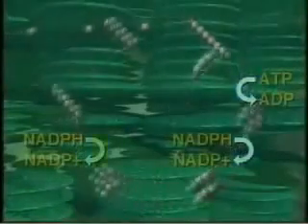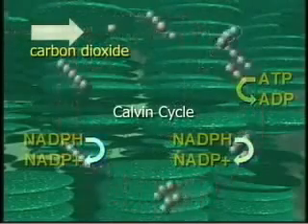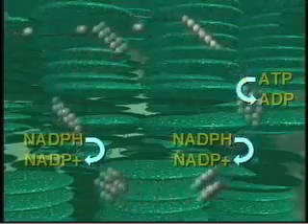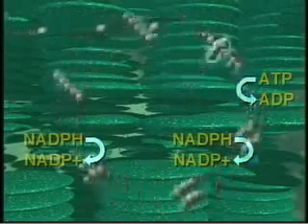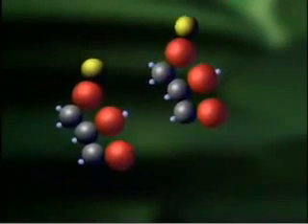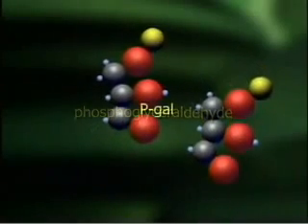Food-making chemistry occurs in the soupy fluid that surrounds the thylakoid discs. Here, in a complex series of reactions known as the Calvin cycle, carbon dioxide is coupled with longer carbon chains using energy supplied by ATP and other energy carriers acquired from the light reactions. This cycle produces a kind of molecule with a rather intimidating name of phosphoglyceraldehyde, PGAL for short.